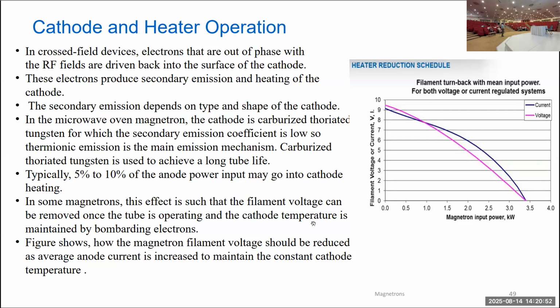To deal with that overheating, we have to cut off our own heating, the filament heating we are providing externally.